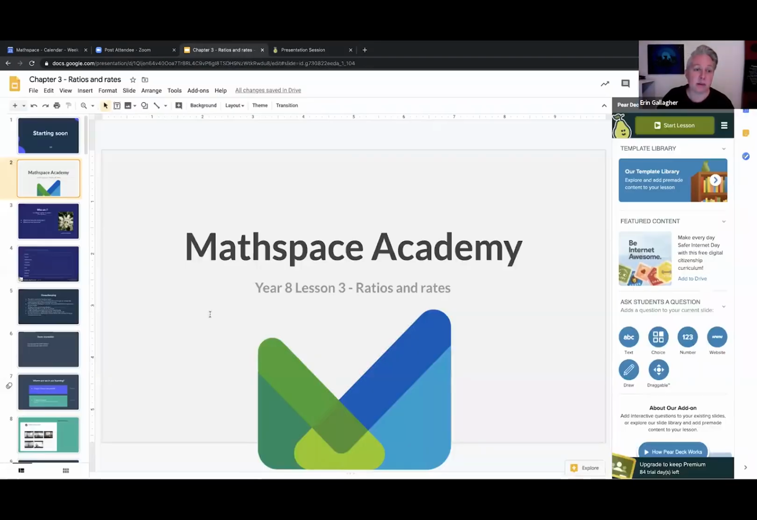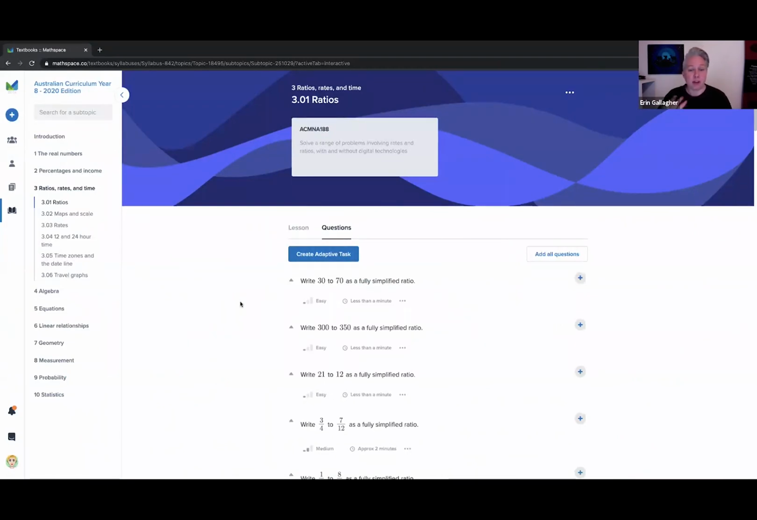So that's all we've got time for today. That's ratios and rates. As I mentioned, that's from our chapter 3. So this is from our Mathspace book. I'll just show you that. If you don't have access to Mathspace yet, your teacher can get it for you. That's fine. Just contact your teacher.